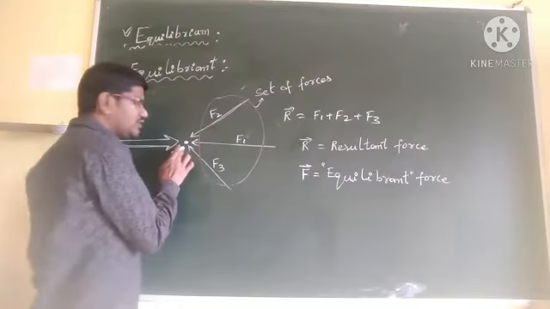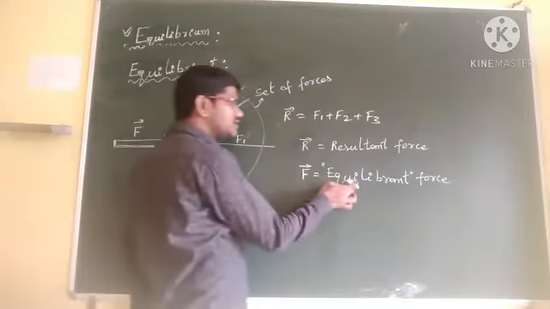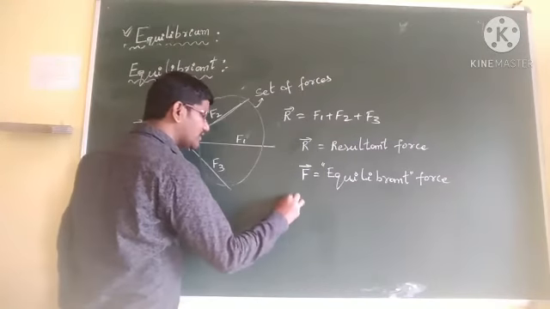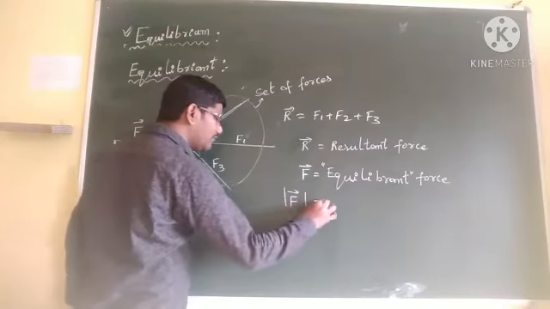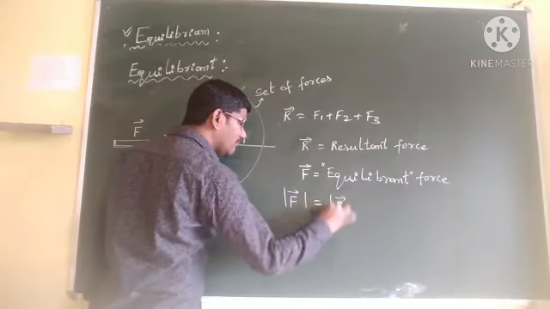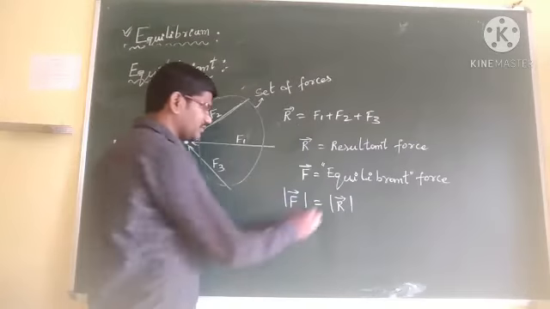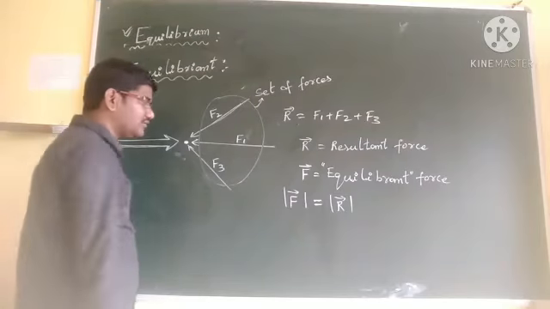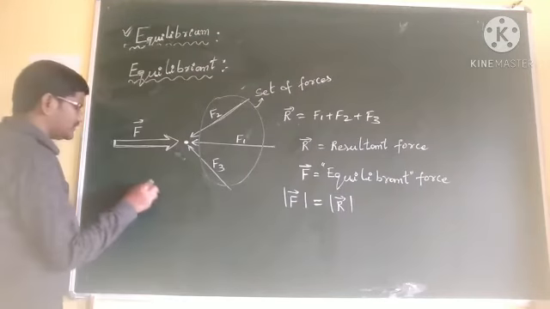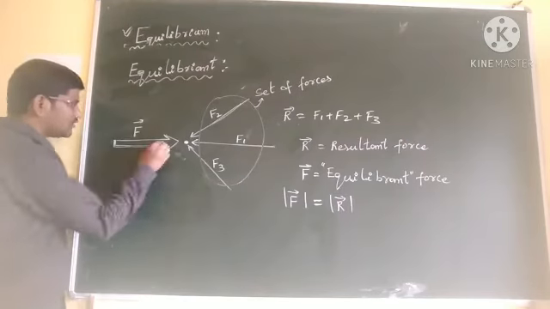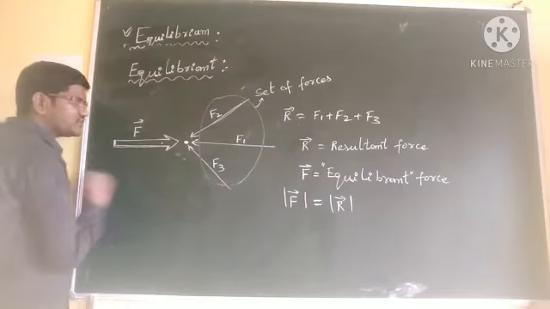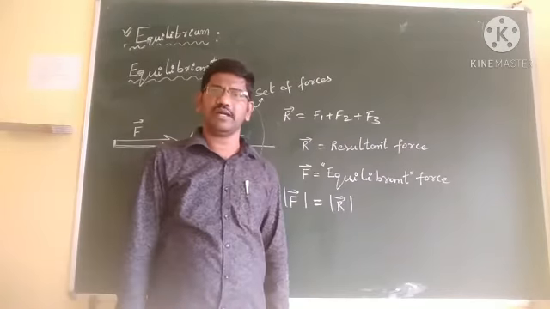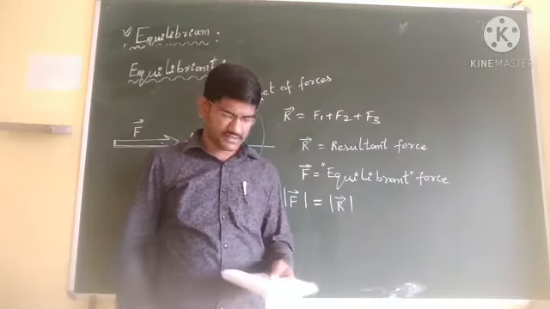Then the particle is said to be in equilibrium, and that force is called the equilibrium force. The equilibrium force magnitude is equal to the magnitude of the resultant force, but in opposite direction. So if this is the direction of F bar, the resultant force direction will be opposite to this one. Okay students, that is about equilibrium and resultant forces.